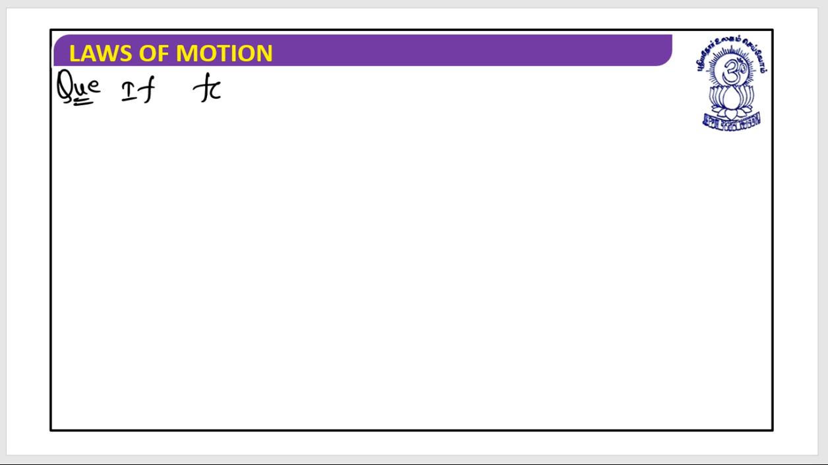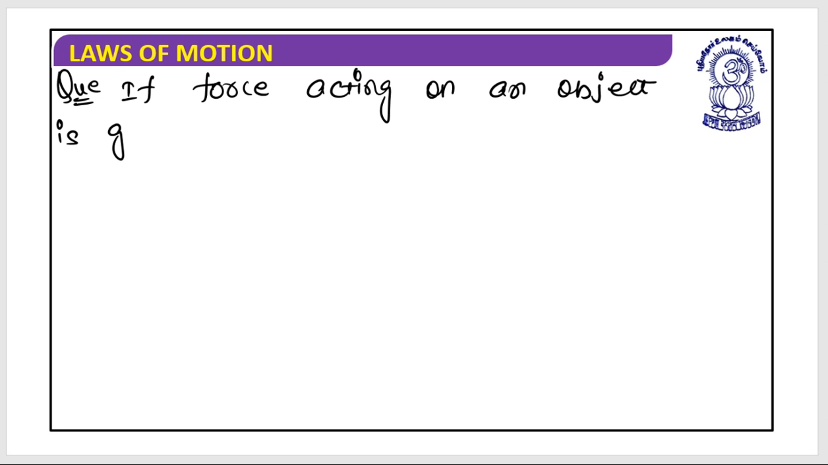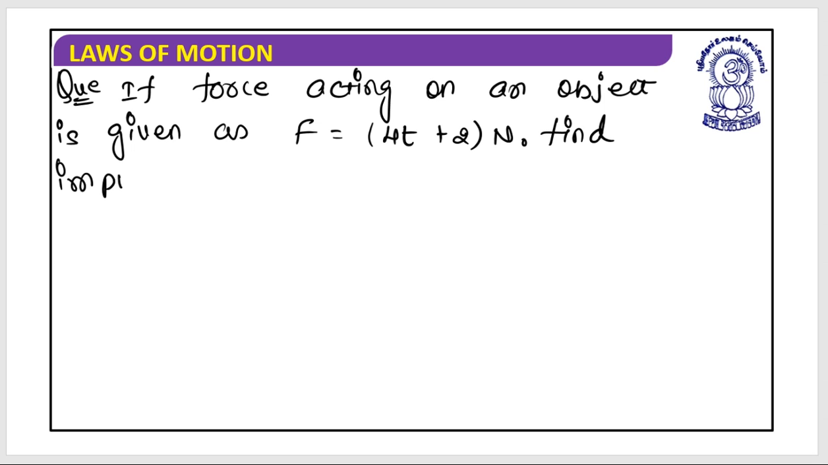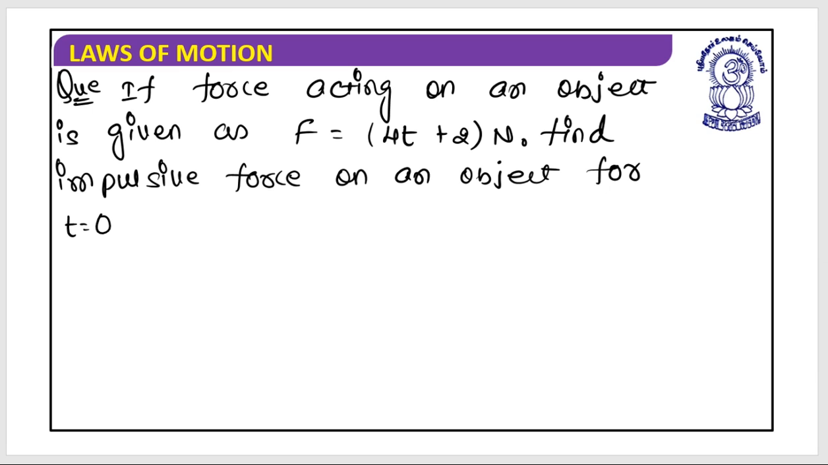If the force acting on an object is given as F equals 4t plus 2 Newton, find the impulsive force on the object for t equals 0 to t equals 5 seconds.